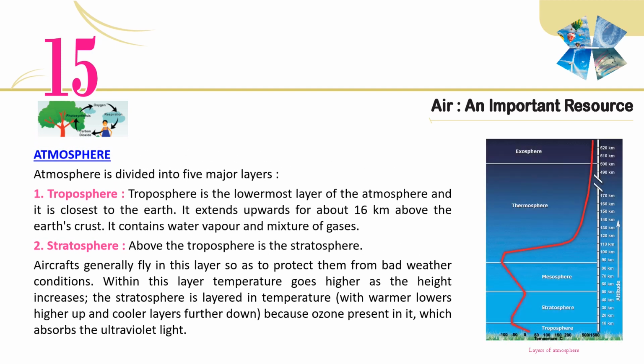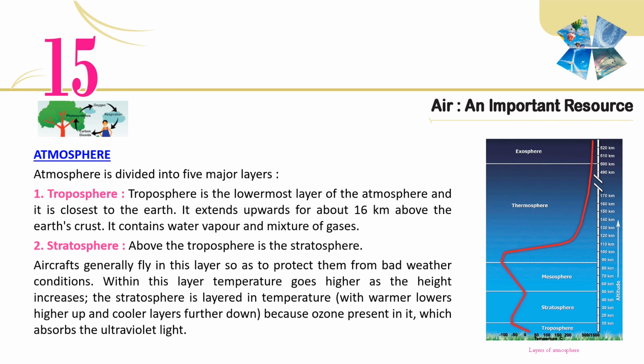Atmosphere. Atmosphere is divided into 5 major layers. 1. Troposphere. Troposphere is the lowermost layer of the atmosphere and it is closest to the earth. It extends upwards for about 16 kilometers above the earth's crust. It contains water vapor and a mixture of gases.